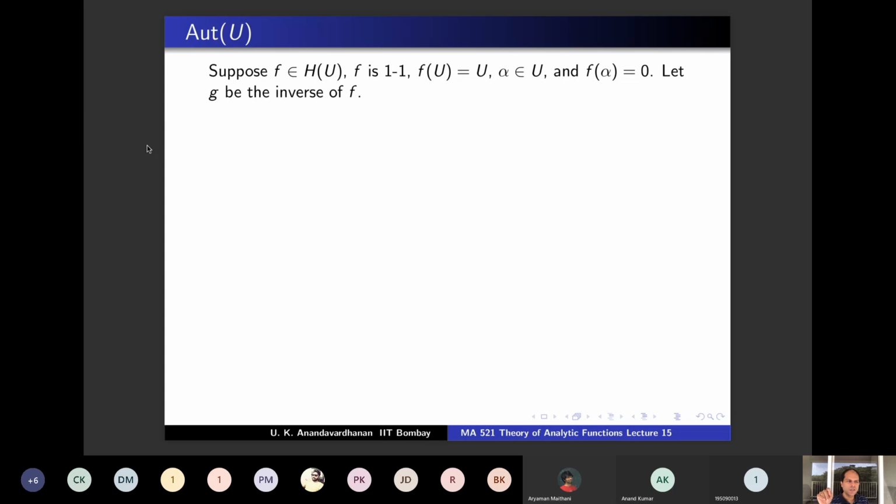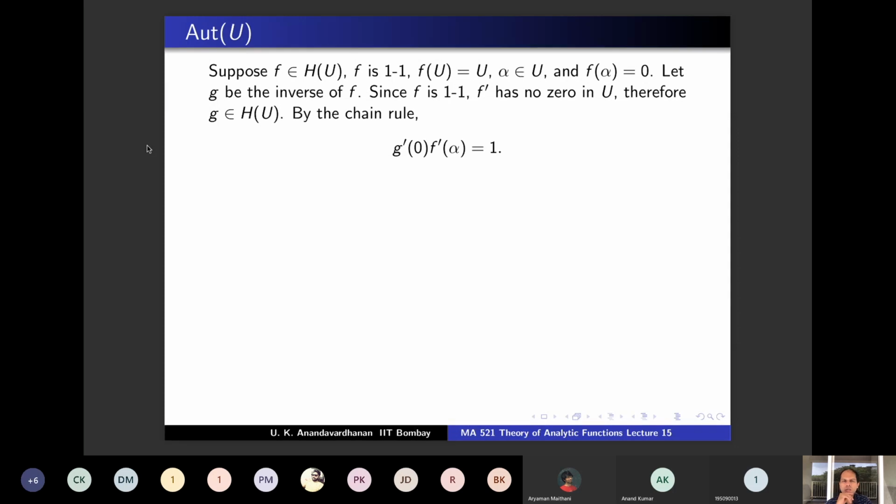And if f prime is not vanishing, then there's a neighborhood on which the inverse is holomorphic. So every point has a neighborhood on which G is holomorphic, and therefore G is holomorphic on U. So G is the inverse of f because f is a bijection, and G is holomorphic because f prime has no 0 in U. The inverse function theorem says that if f prime is not vanishing, there is a neighborhood on which the inverse is holomorphic. But that applies throughout because f is 1-1, so the derivative is never vanishing. So G is holomorphic throughout. So G is in H(U).